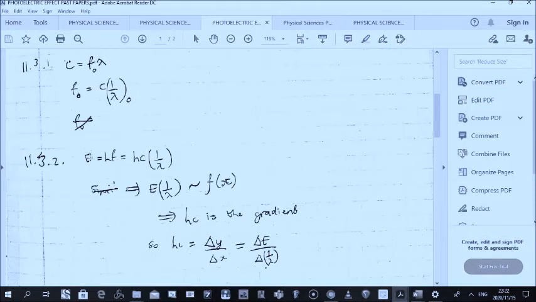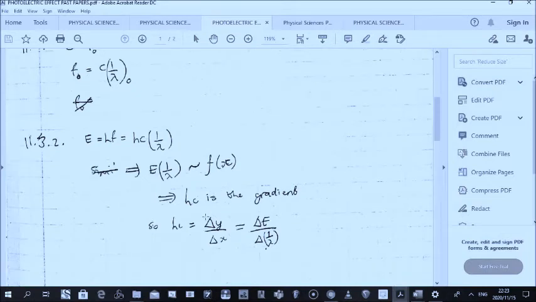If E is a Y variable and 1 over lambda is on the X axis, I hope that you can see that it reminds you of y equals mx plus c, with the c here being 0. So this is synonymous to y equals mx. And this was what I was writing here, that let us think of E as a function of 1 over lambda, which should remind us of f of x. So E of 1 over lambda. So the E here is synonymous with the f, and the 1 over lambda here is synonymous with the x. So then, whatever is in front of the 1 over lambda, which is synonymous with the x, is just the gradient. So hc is the gradient.